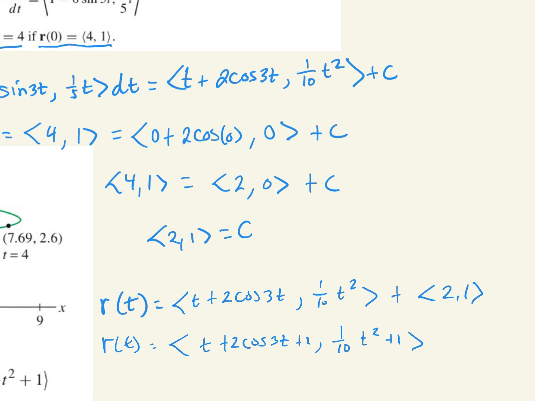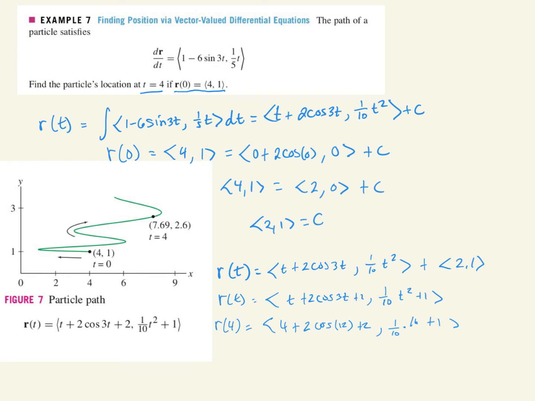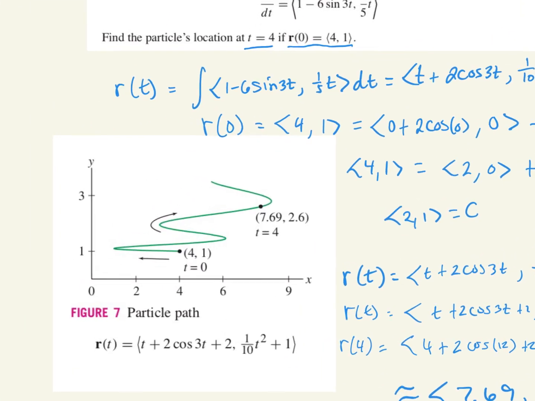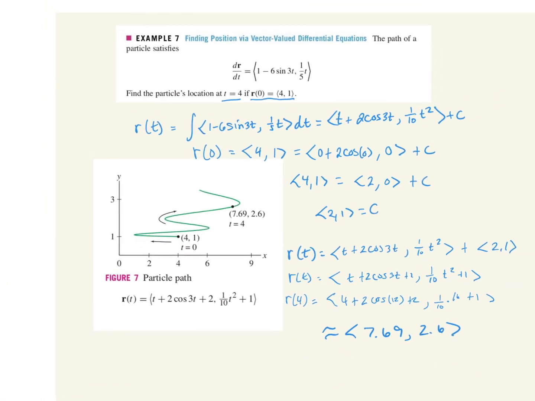Then, right, the final question was find the particle's location at 4. Now we finally have our full equation. We want to know, well, what's going on? Where are we at 4? So this is a calculator, but it's 4 plus 2 cos 12 plus another 2, comma, 1/10 times 4 squared, 16, plus a 1. And that calculates out to be 7.69, comma, 2.6.